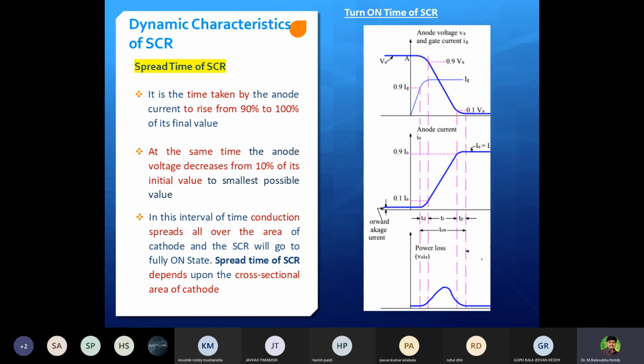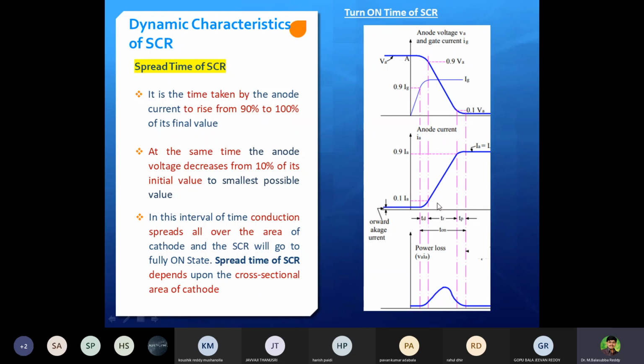And in this interval of time, conduction spreads all over the area of the cathode, and the SCR gets fully turned on. The spread time of an SCR depends upon the cross-section area of the cathode.